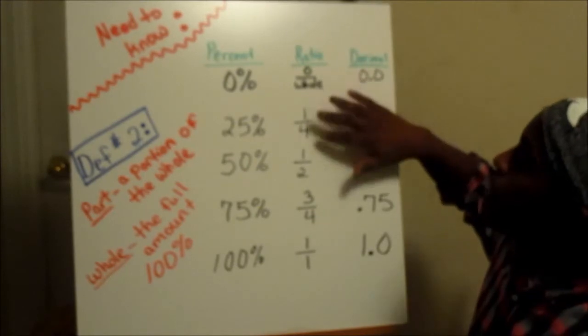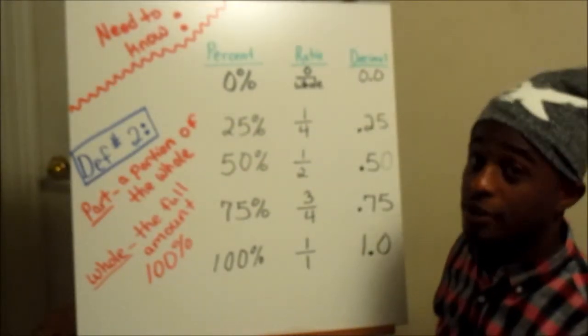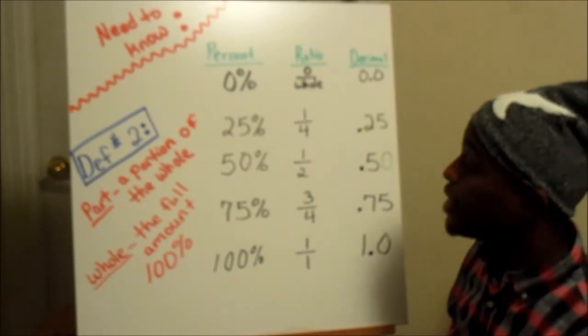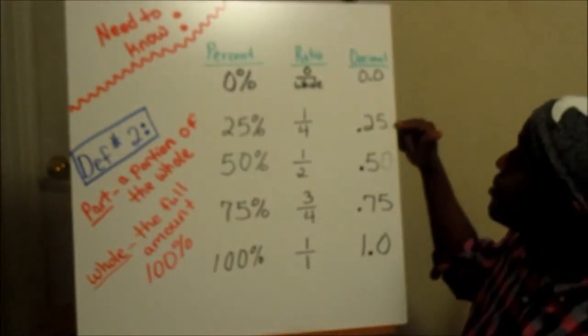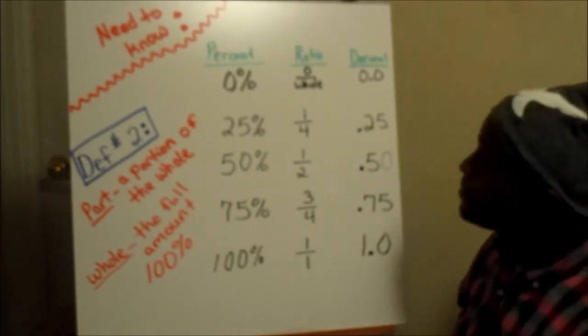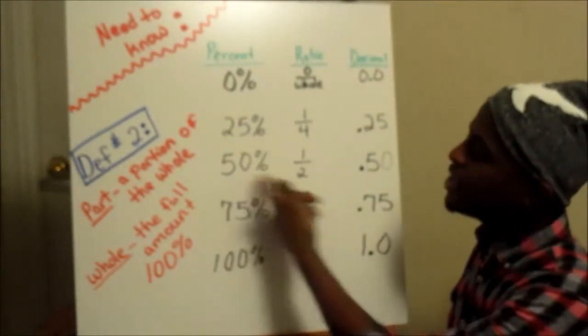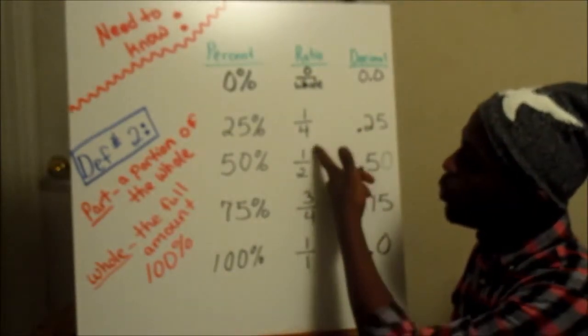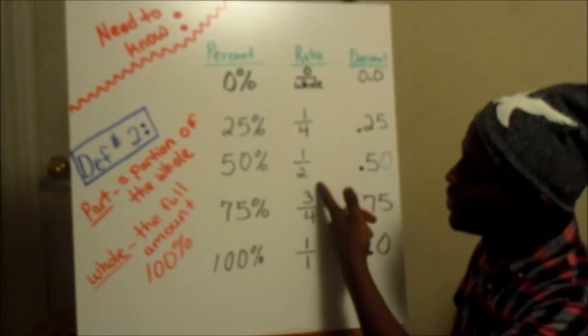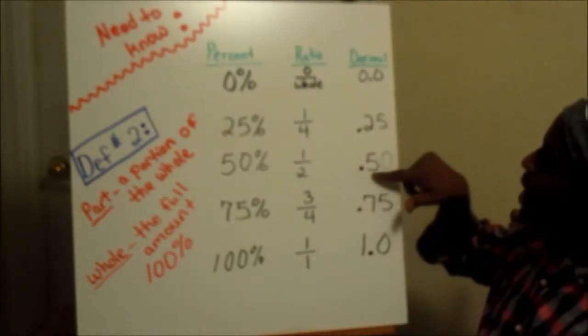For 25%, 25% is equal to 1/4. And that's another one that you see a lot in the real world, like 25% off a certain price. The decimal would be 25 hundredths. All right. For 50%, a lot of you know this one. 50% is the same thing as 1/2 or 1 to 2, 1 out of 2. And the decimal would be 0.5.